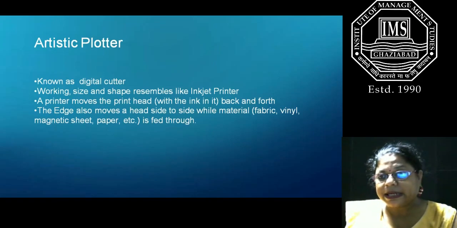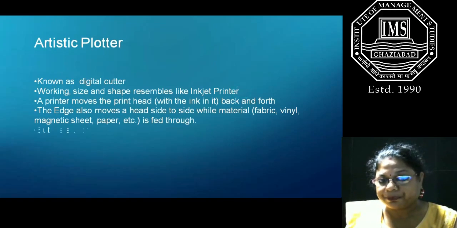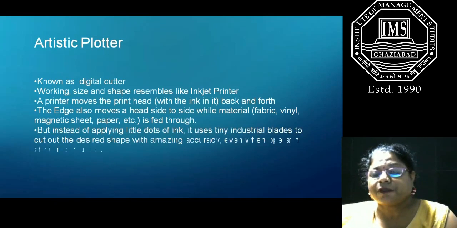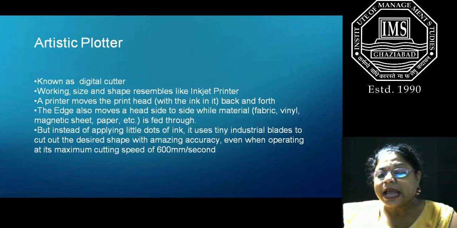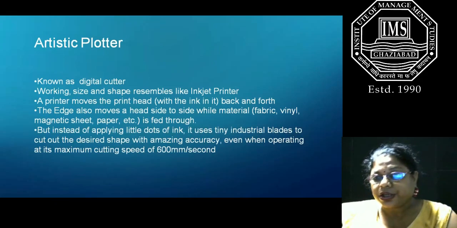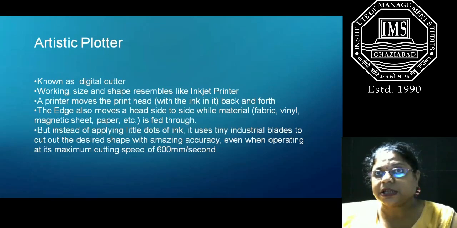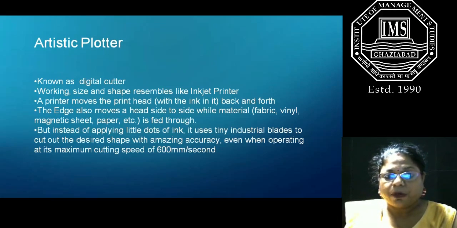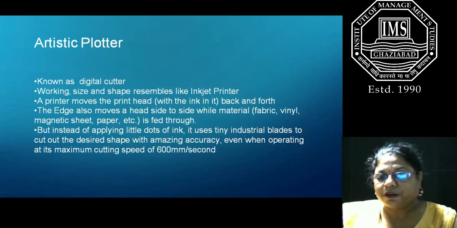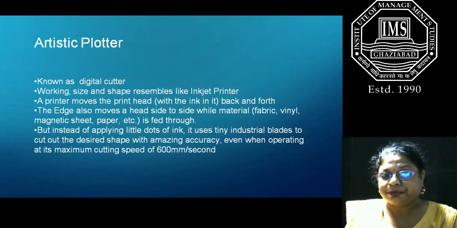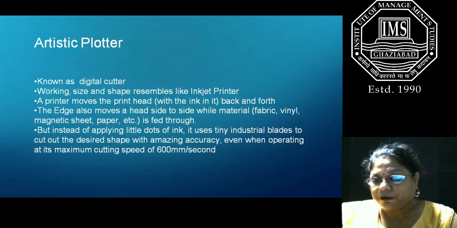The material can be a fabric, a vinyl, a magnetic sheet, or a paper. Now, instead of applying little dots of ink as done in the inkjet printer, it uses tiny industrial blades, which cut out the desired shape with amazing accuracy even when operating at its maximum cutting speed of 600 millimeters per second. So due to this, we can make any shape onto any kind of material. It can be a paper or it can be a fabric also.